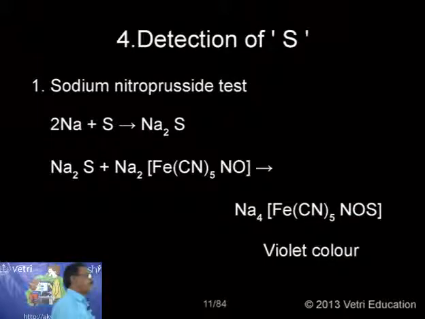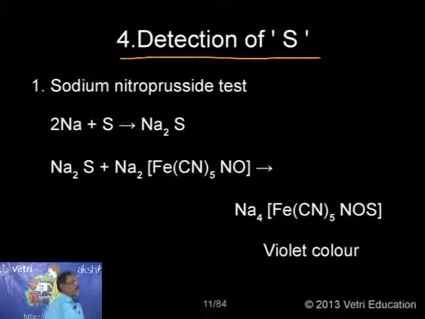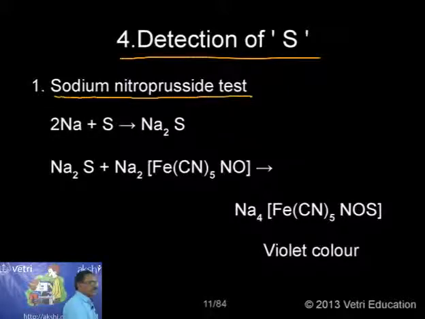Okay, the next one: detection of sulfur. Let me discuss how you will detect the presence of sulfur. As usual, in the Lassaigne test, we prepare a sodium fusion extract. Again, take 1 ml of sodium fusion extract and divide it into 2 portions, and we have to test. The first test we'll call the sodium nitroprusside test.